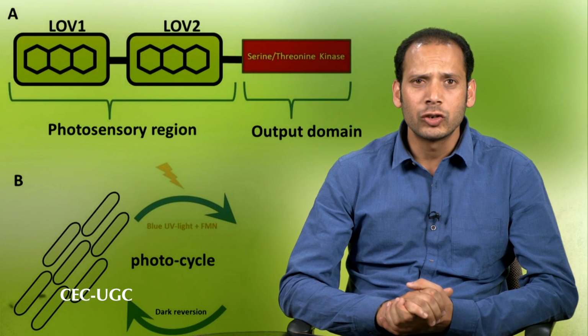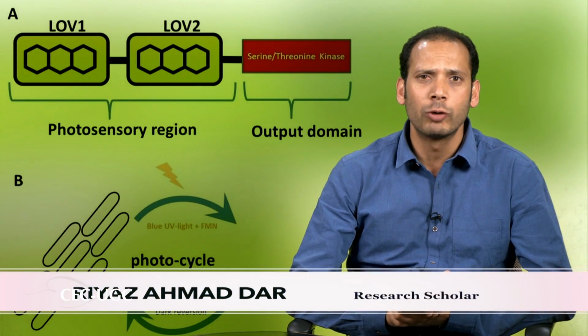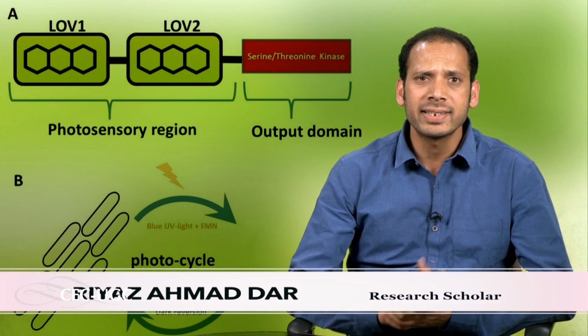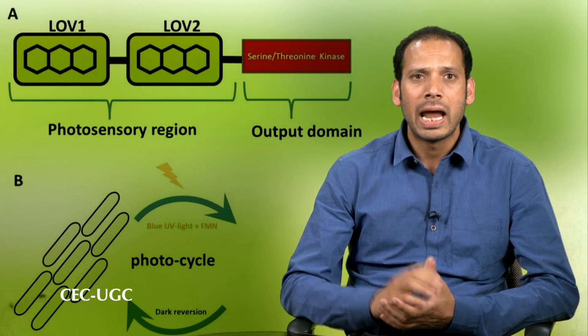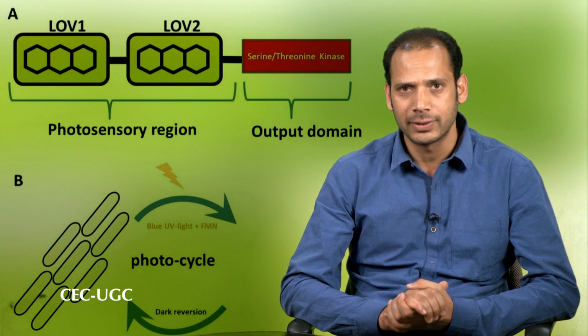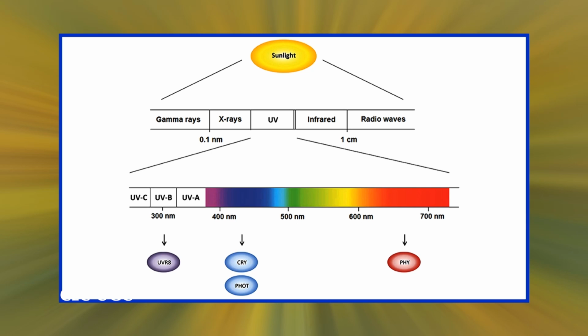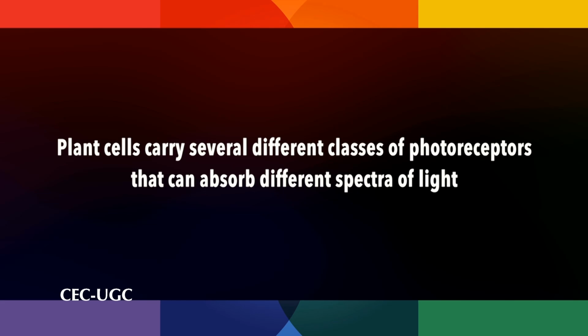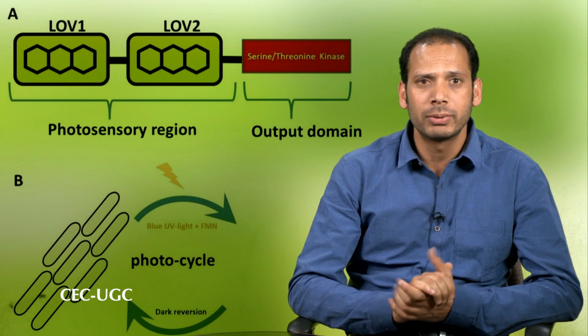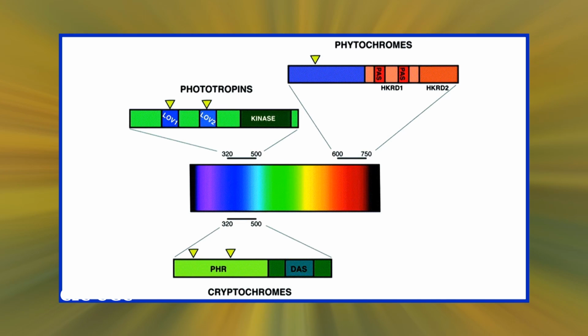Plants utilize light not only as an energy source for the process of photosynthesis, but also as an information source to enable the appraisal of environmental signals. They sense changes in the ambient light and adjust their development to optimize their fitness to the local environment. Plant cells carry several different classes of photoreceptors that can absorb different spectra of light. These photoreceptors include the red light receptor, that is phytochrome, and the blue light photoreceptors, cryptochrome and phototropins.